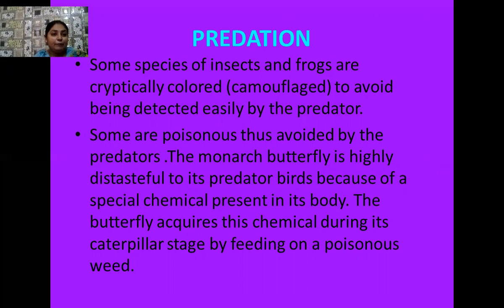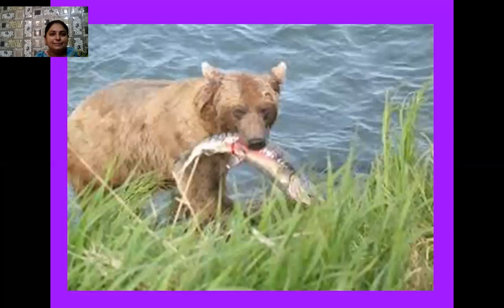And how did the butterfly obtain that chemical? The butterfly acquired this chemical during its caterpillar stage. During its caterpillar stage, the butterfly usually feeds on a poisonous weed, and because of that, the chemical enters the body. Because of this, the butterfly becomes highly distasteful to its predator. In this way, she protects herself from her predators.